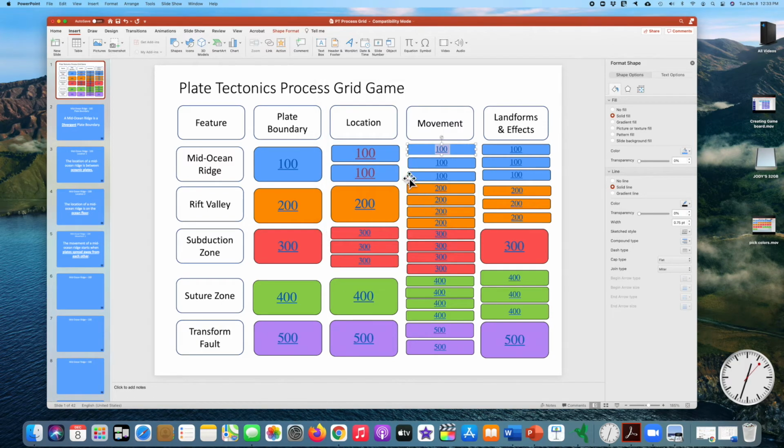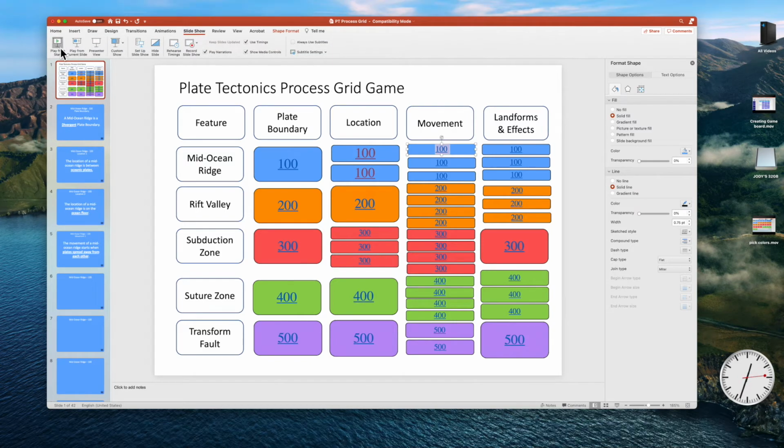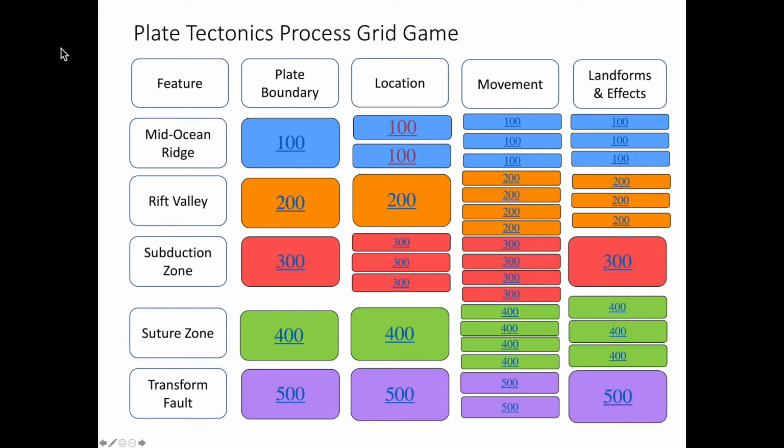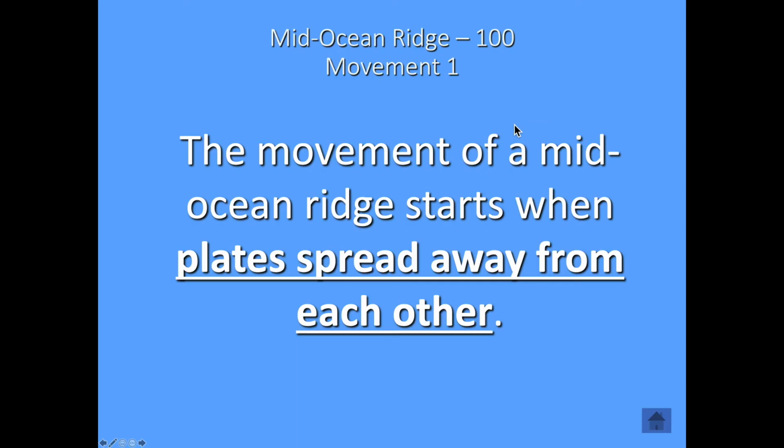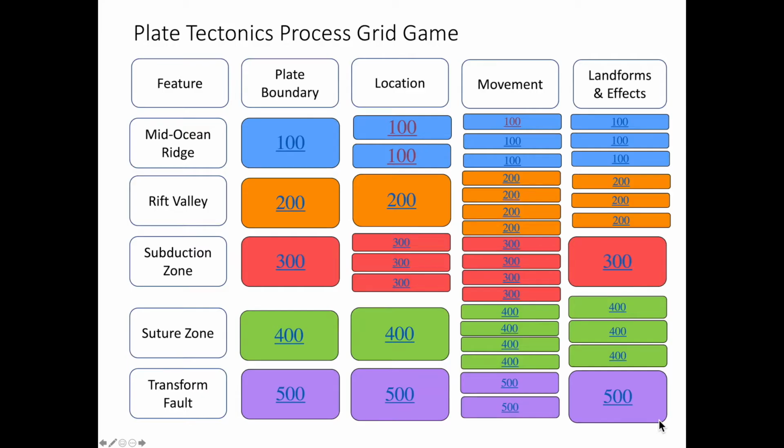Let's go ahead and start the slideshow and check that. Here I am on my main slide. When I go to the Movement number 1 question, it goes right to the question. Click on the home button, it goes back to the game board. So we're going to do that for each one of our slides.